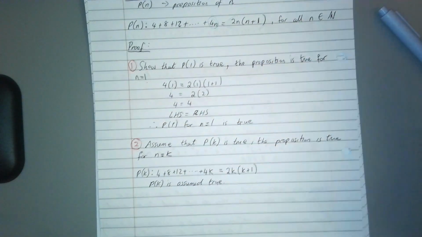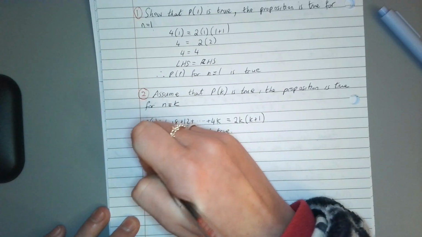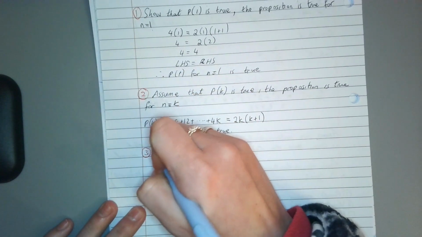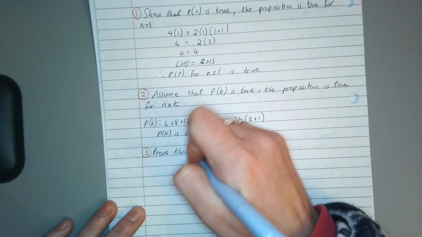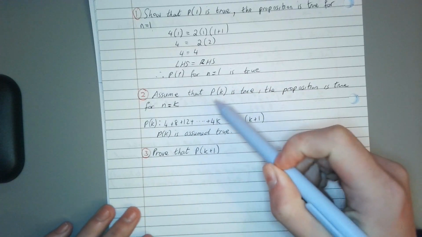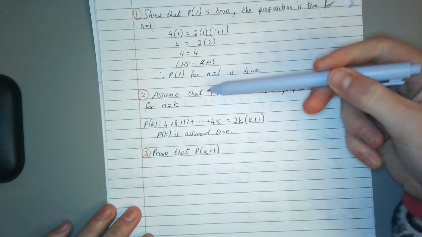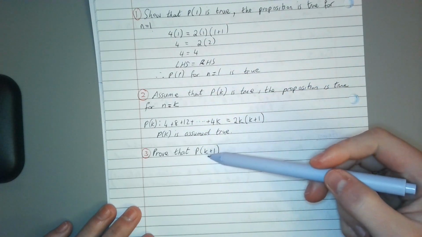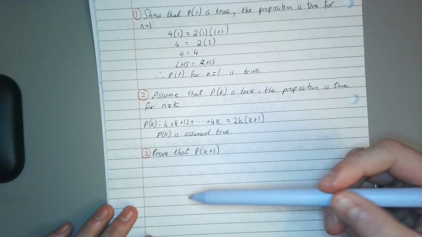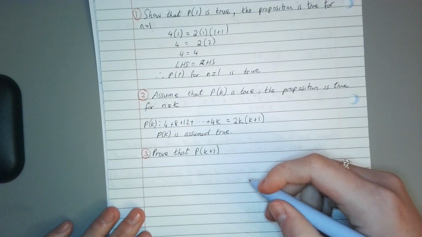Okay. So step 3 is kind of the harder part of the proof. From our assumption, we want to then prove that P(k plus 1). So we're taking it a step further. We have the assumption that when you fill in k for n, it's going to be true. So from that assumption, we're going to prove that if we have the next number, k plus 1, that too is going to be true.